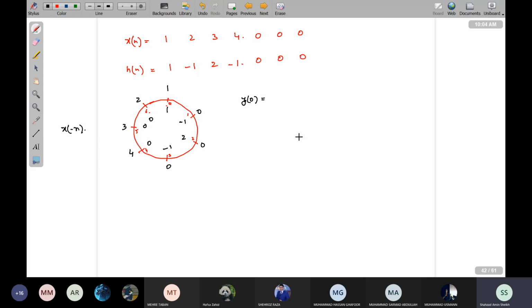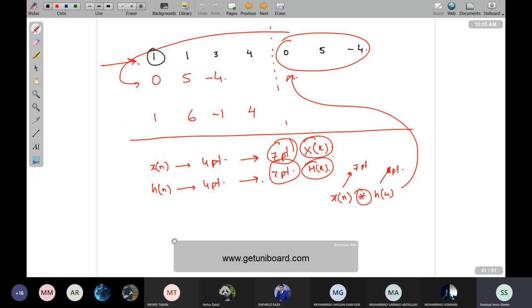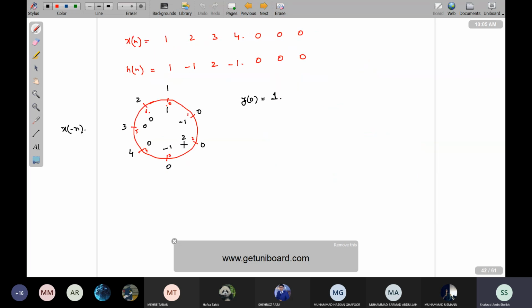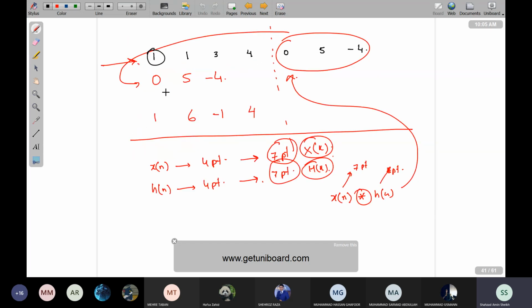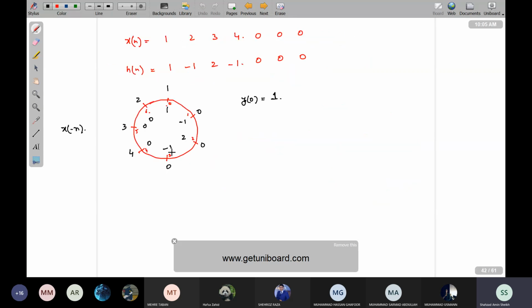Charos, what's the first value? 1, sir. Good, because 1 is multiplied by 1. Rest of all the samples are zeros: minus 1 into 0, 2 into 0, minus 1 into 0, 0 into 4, 0 into 3, 0 into 2. The first value y0 is equal to 1, which is this value. Initially when you were doing the 4 point DFT you were getting this 1, but that was a coincidence.